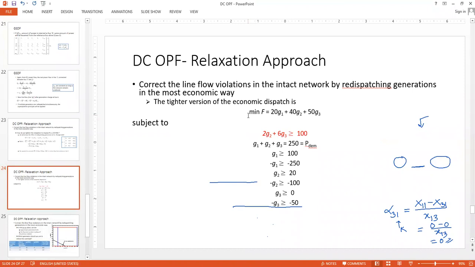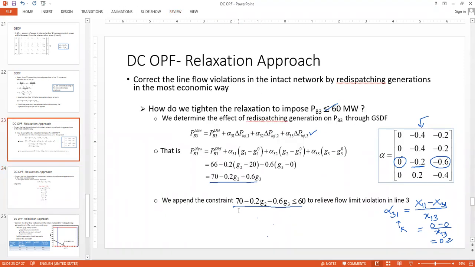Let us see how we are going to do this. So this is our original cost function. It will remain as it is. This is the new or updated constraint, highlighted in red. How are we getting it? Our equation is 70 minus 0.2 G2 minus 0.6 G3 less than or equal to 60, and the 70 will go to the other side. So this will become 60 minus 70, that means simply minus 10.